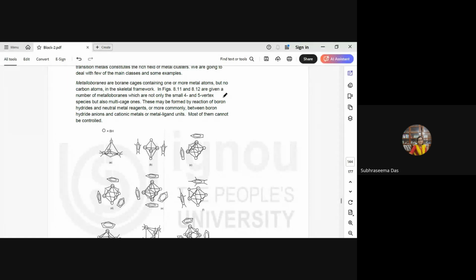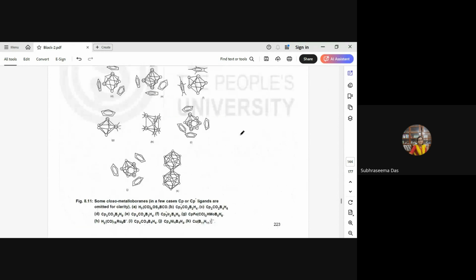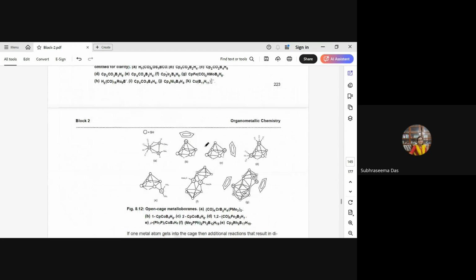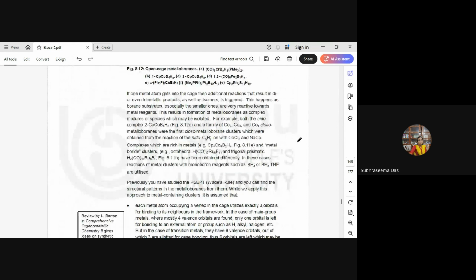A number of metalloboranes are not small; they contain not only 4 and 5 vertices but multi-cages are also possible. These may be formed by the reaction of boron hydrides and neutral metal reagents, or more commonly between boron hydride anions and cationic metals. Most of them cannot be controlled, and that is why multi-cages are also possible. If one metal atom gets into the cage, then additional reactions result in di- or even trimetallic products, as well as isomers. This happens as the borane substrates, especially the smaller ones, become more reactive towards the reagents. This results in the formation of a mixture of various types of metalloborane species.